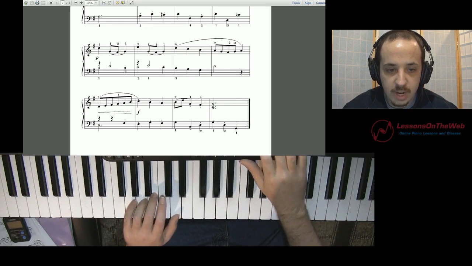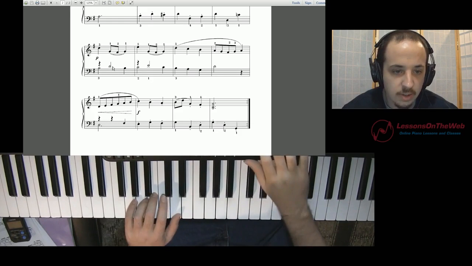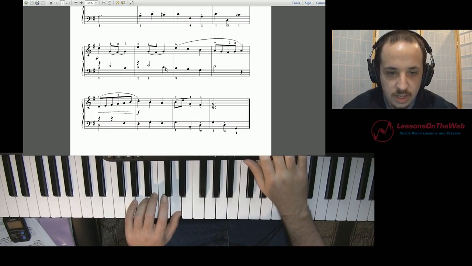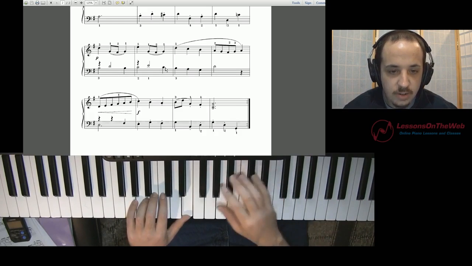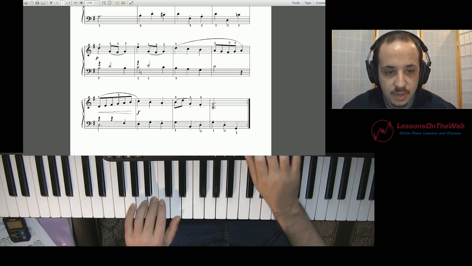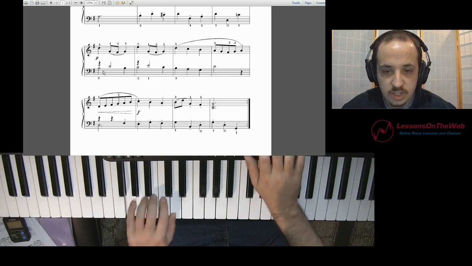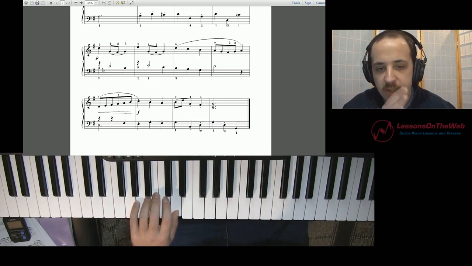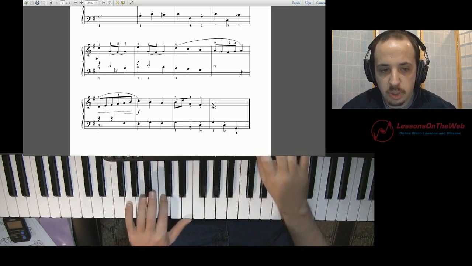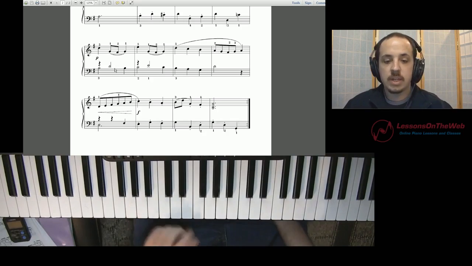So here we have rest. 1, 2, 3, 4, 5. Wait a second. Okay. 1, 2, 3. So that's the whole measure there. And then 1, 2, 3. Right there. So that's all there is to that melodic line. But in the bottom you have B, B, C, C, B, A, G, D. So that's why there's like a weird rest even though you're playing right there, because it's showing you that there are two different voices involved right there.